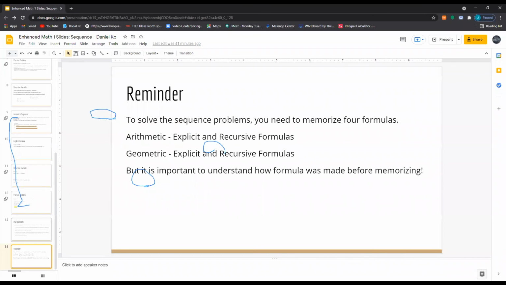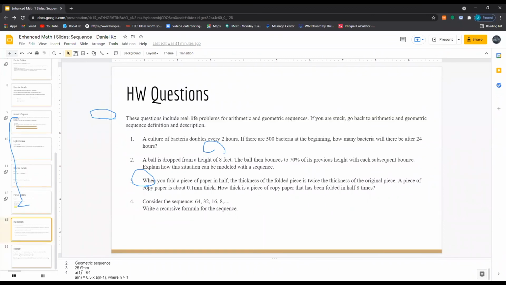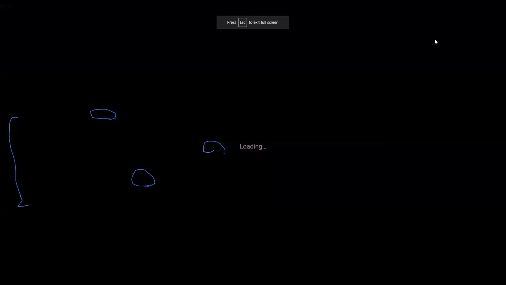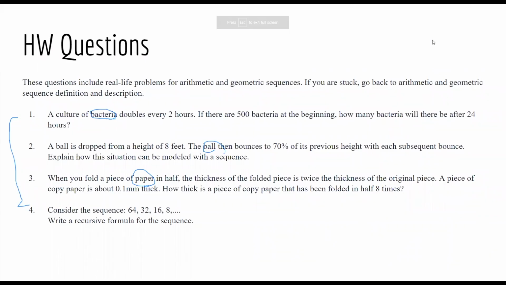So here's the answer. This is the speaker notes. I will upload the presentation slides later, so you can see that, and you can solve first and then see the answer to check if you're right.